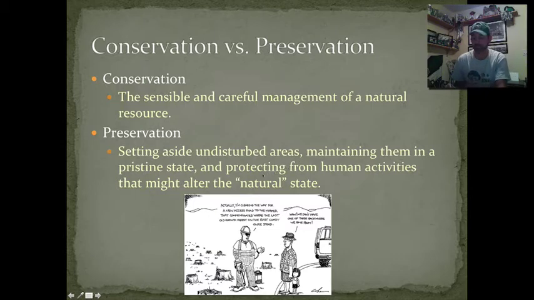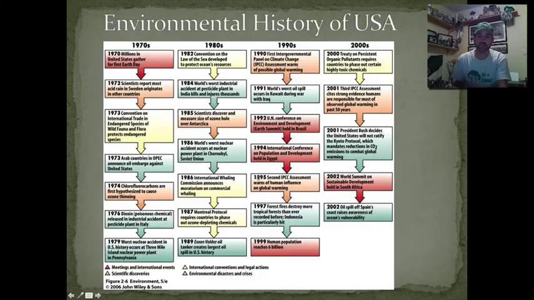Our environmental history of the U.S., if you look at this closely, you'll notice we are very reactive instead of proactive. The blue represents some sort of environmental disaster or crisis. And you notice then, right after that, are the laws and legal actions that went into place. What we need to do is be more proactive instead of reactive.